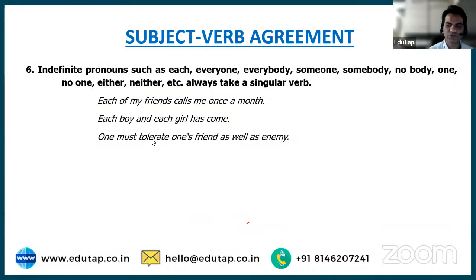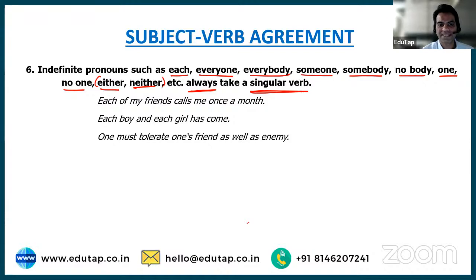All right, guys, let's move on to the next rule, rule number six. Yes, guys, please note down these 12 words. Each, everyone, everybody, someone, somebody, no one, nobody, one, either, neither. Either and neither when used alone, not with or and nor, but when they are used alone. Always, always, please focus on this, always take a singular verb. Reason being, these words are inherently singular.